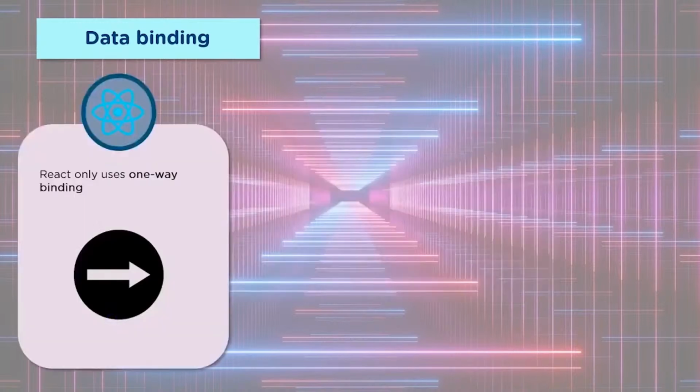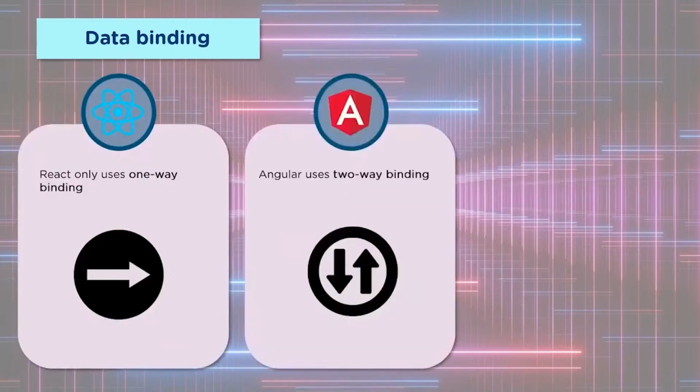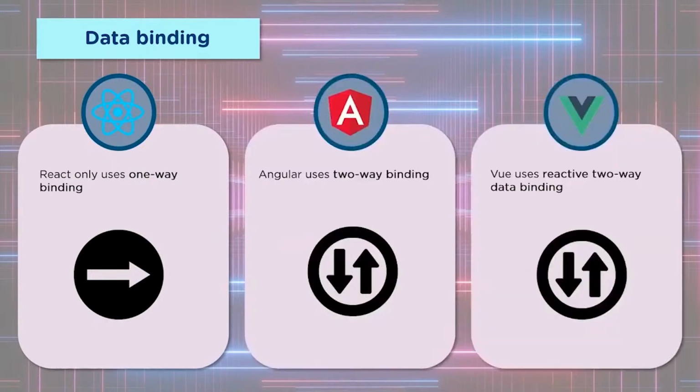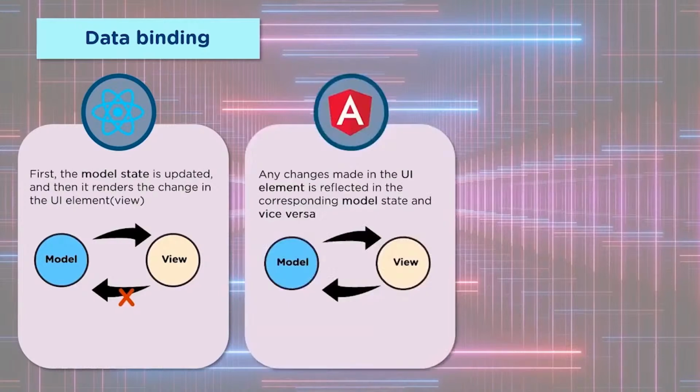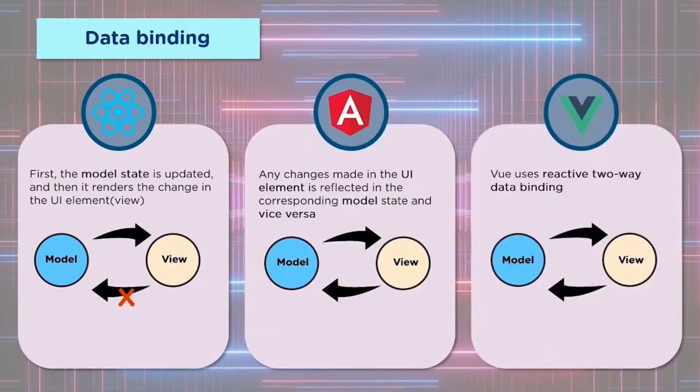Now React supports one-way data binding, meaning you can take the data from the view and push it to the model or vice versa. Angular, on the other hand, uses a two-way data binding, while Vue also uses a similar two-way data binding. In React, every time the model state updates, the view changes accordingly. However, the reverse is not true. In case of Angular, any changes made to the view are immediately reflected in the model part of the architecture. Vue follows the same principle.